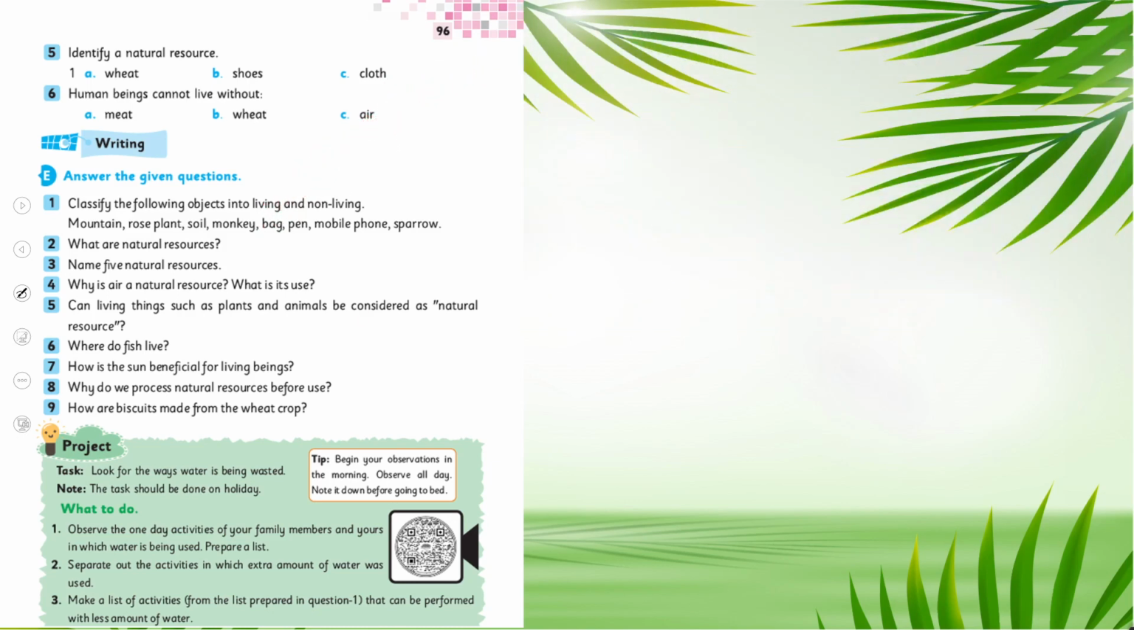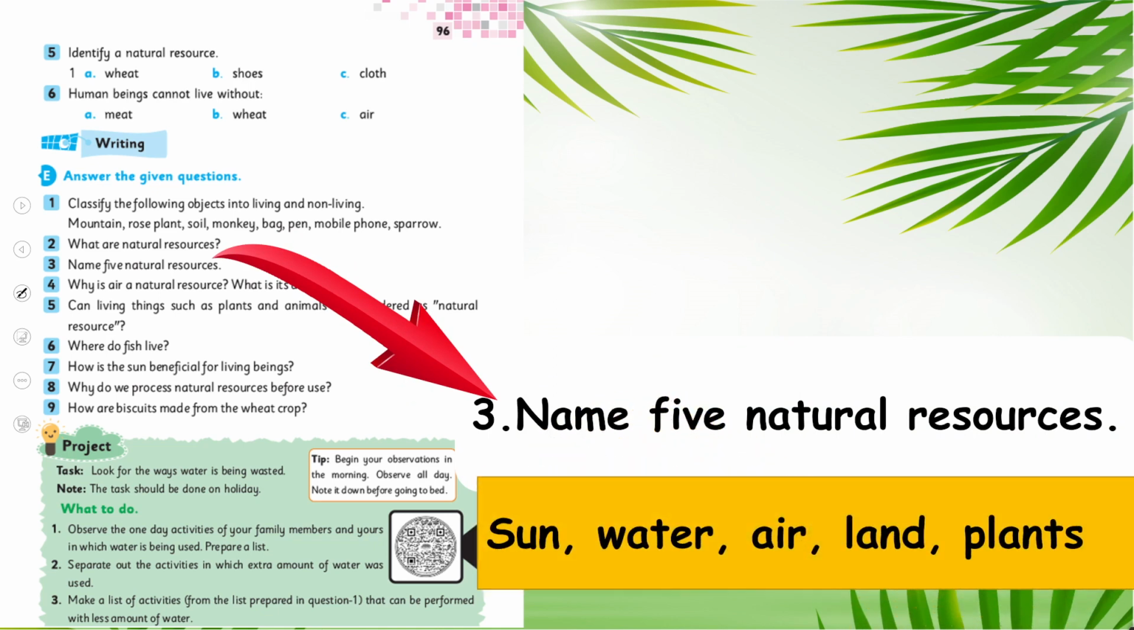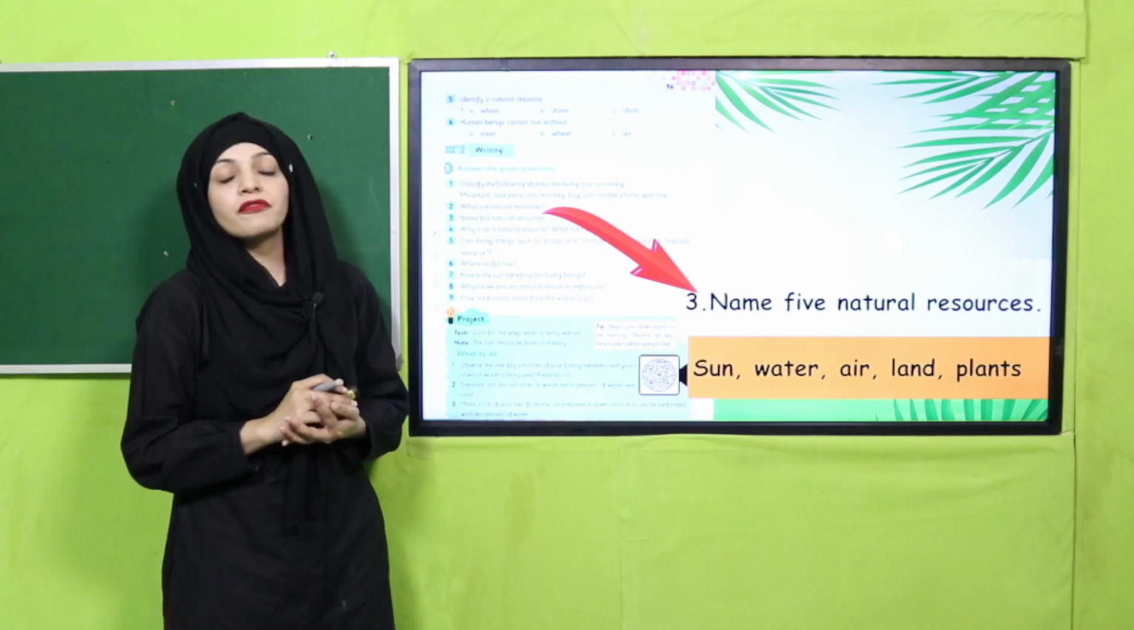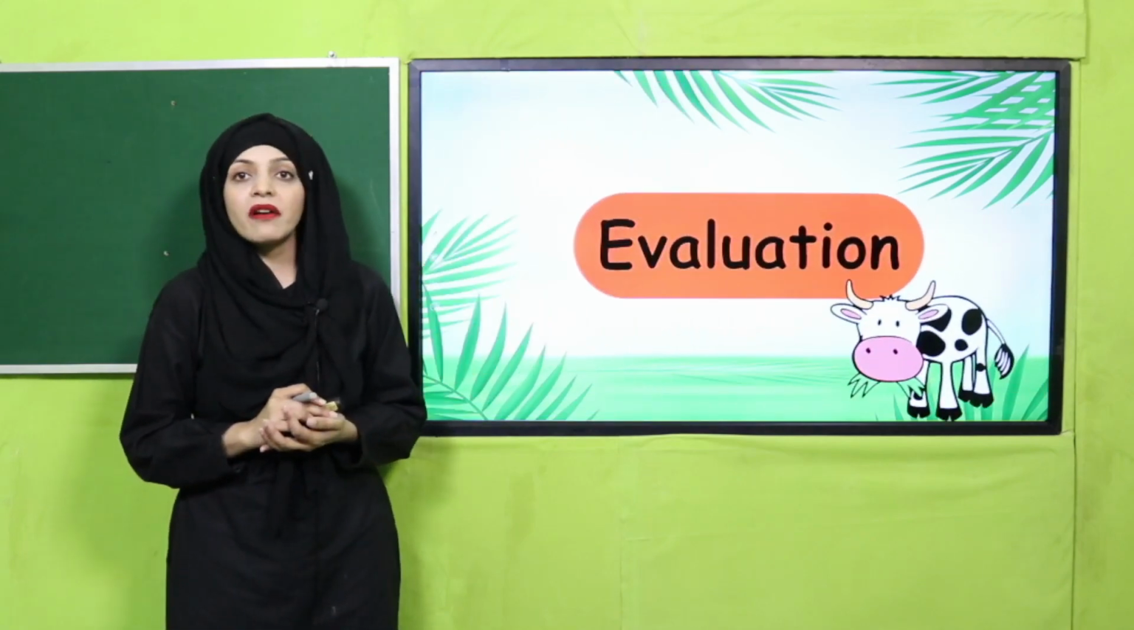From here, we will move forward towards question number 3. Name 5 natural resources. Very easy. Sun, water, air, land, plants. These are some natural resources. So you will finish it in your notebooks and we will move forward towards your evaluation.